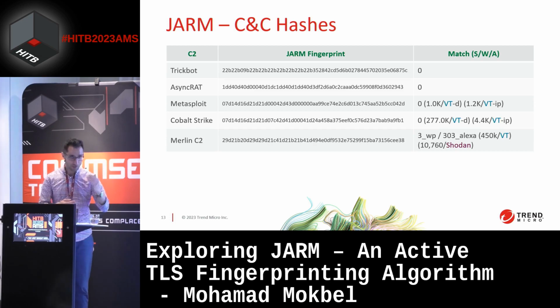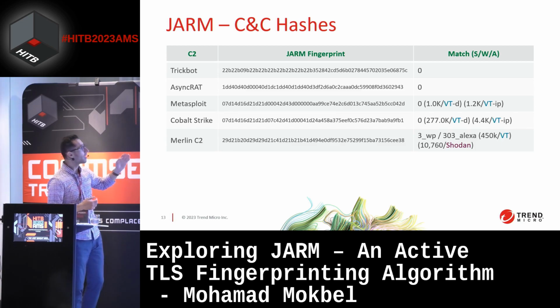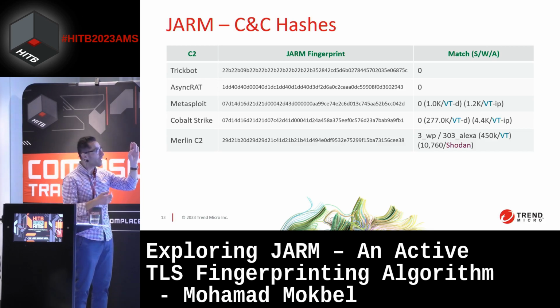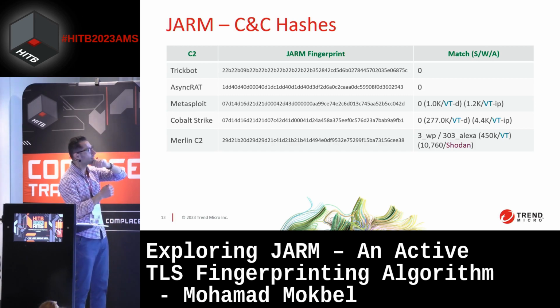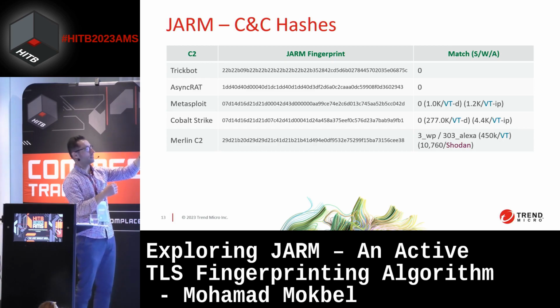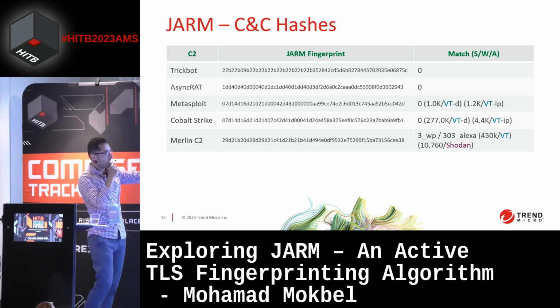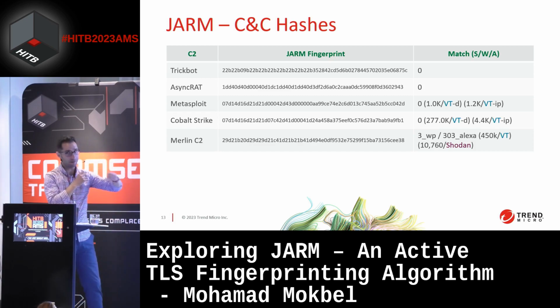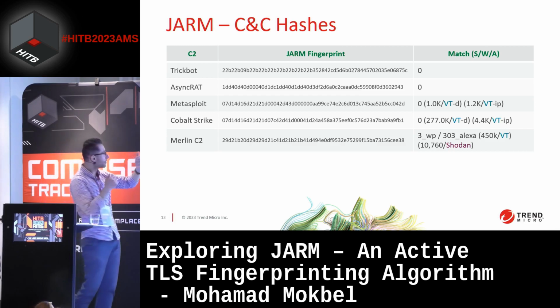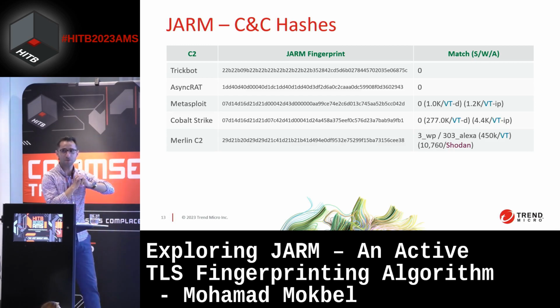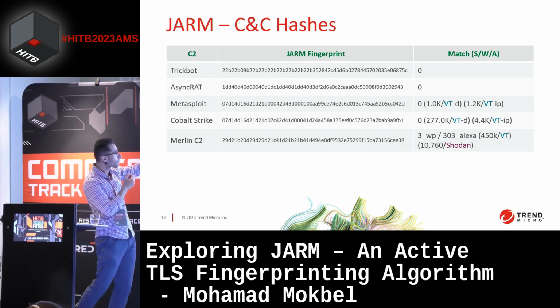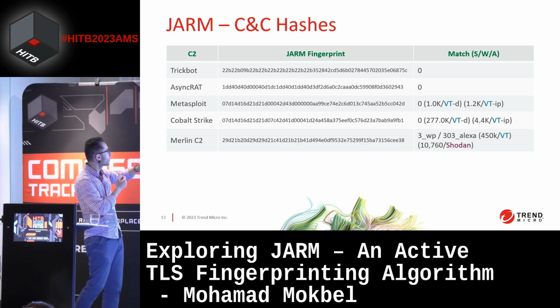So this slide contains some of the JARM hashes for some of the famous malware families. Okay, and the last column contains some of the matches against some of the services. Then you see the possibility for false positives or not. For example, for the first one, Trickbot, when I scanned it against the top 100,000 WordPress sites and the top 1 million Alexa websites, I got 0 hits on it, which is good. It means I can fingerprint Trickbot servers with high confidence. And the same thing goes for Asyncrat, Metasploit, and Cobalt Strike.